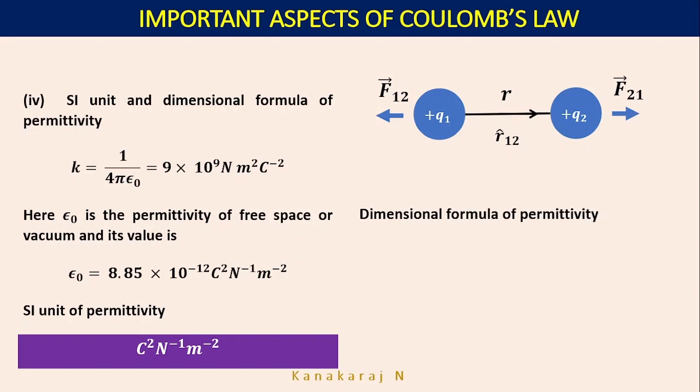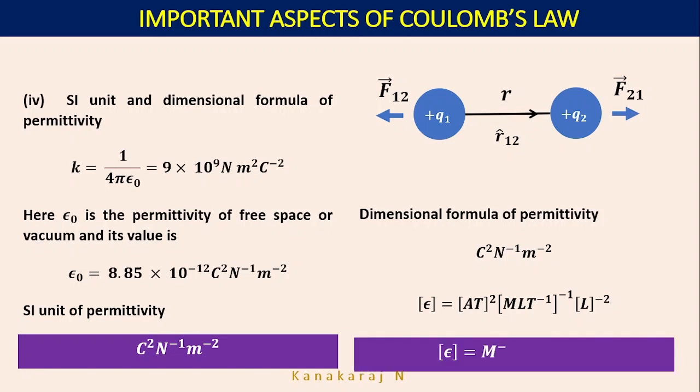Let us learn the dimensional formula of permittivity. Let us take the unit Coulomb square Newton power minus 1 meter power minus 2. Let us substitute the dimensional formulas of Coulomb, Newton and meter. The dimensional formula of permittivity equals AT, that is the dimensional formula of Coulomb, M L T power minus 1, that is the dimensional formula of Newton, then L, that is the dimensional formula of meter, right? So after simplifying, we get the dimensional formula of permittivity equals M power minus 1, L power minus 3, T power minus 4, A power 2.